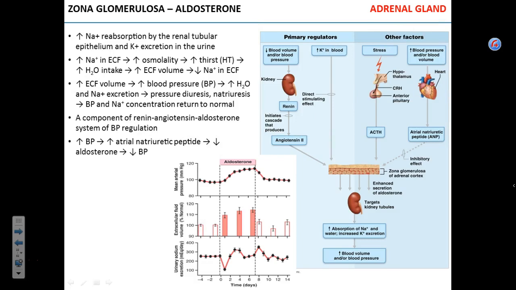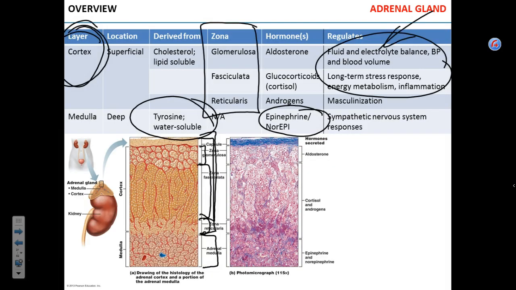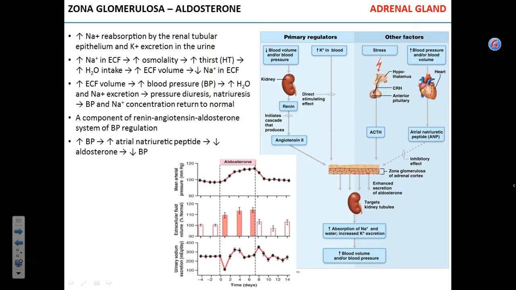Okay? So the first one, there's a lot of arrows. The first one is zona glomerulosa, the most superficial layer of the adrenal cortex. It produces the hormone that is called aldosterone. So what are the effects of aldosterone? Let's talk, because that's the best way to figure it out.